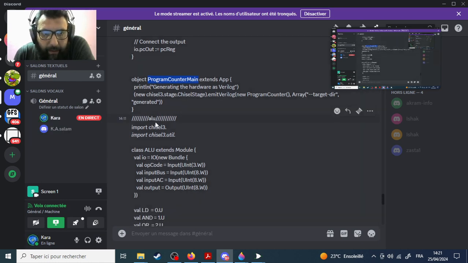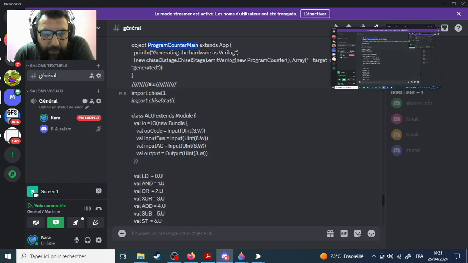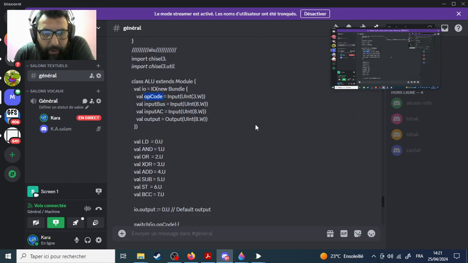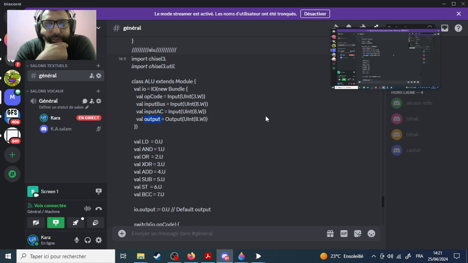Good. We have ALU. ALU opcode on 3 bits. We have input. Yes, we have the second input. We have the output. And you forgot two important things. One important thing: you forgot the carry. You will need the carry. We talked about that yesterday, I guess. You will also need the carry here, the output of the carry on one bit.